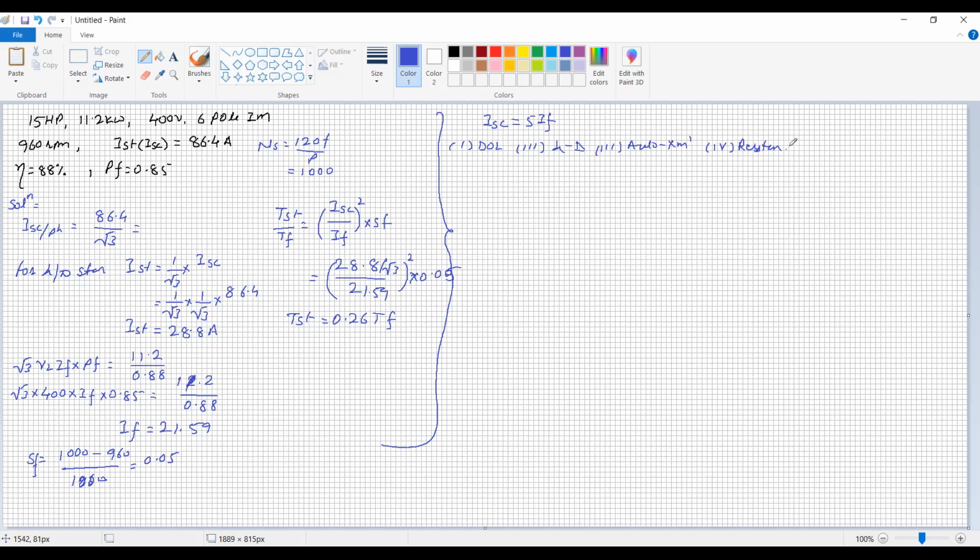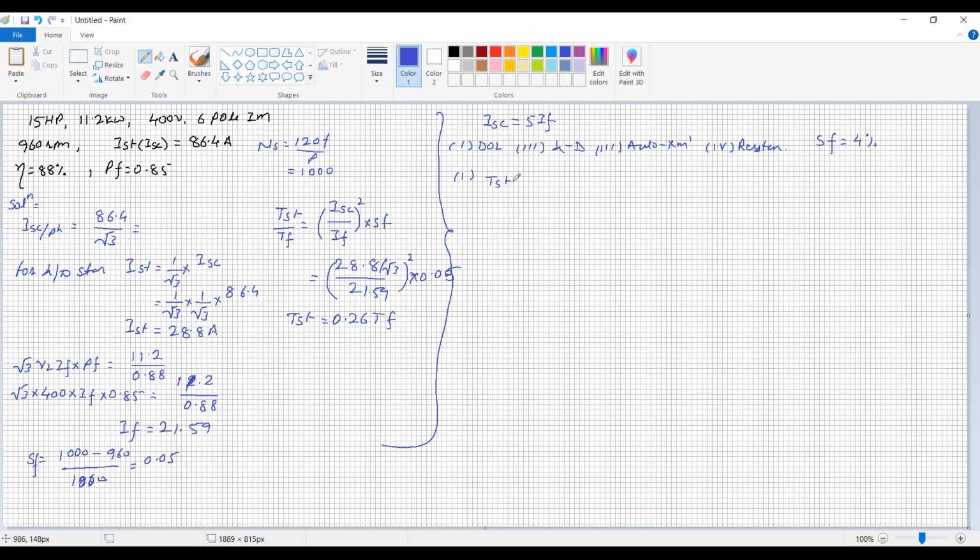The starting current in third and fourth is limited to 2.5 times the full load current and the full load slip is 4%. So here the full load slip SF is given 4%. Now by first, DOL starter.